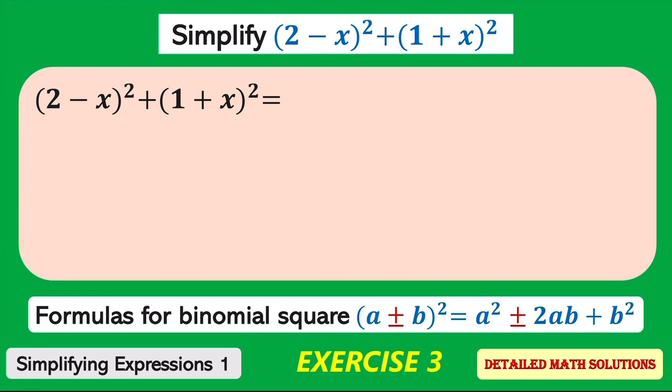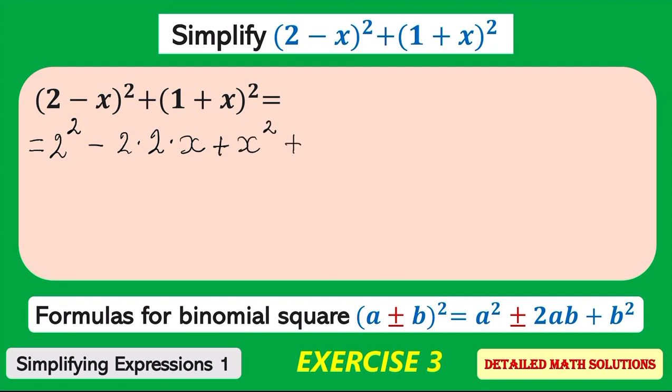Now I'm going to follow the 3 steps to simplify the first expression. So in the first binomial, 2 minus x, 2 corresponds to the a in the formula, and x corresponds to the b in the formula. Therefore, when I apply the formula, it equals 2 squared minus 2 times 2 times x plus x squared.